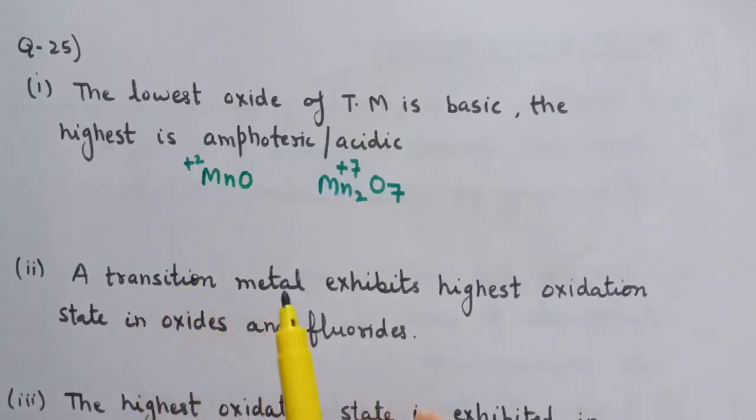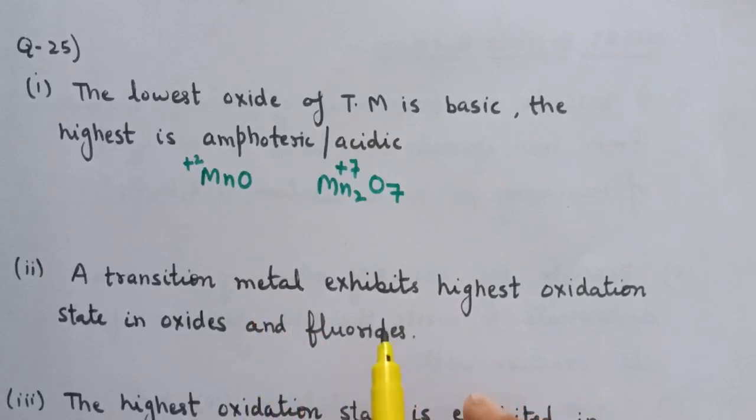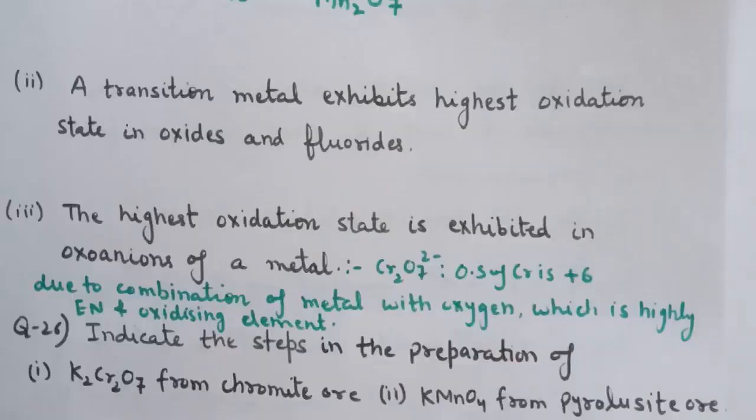Second part is, a transition metal exhibits highest oxidation state in oxides and fluorides because oxygen and fluorine have small size and high electronegativity. That is why they can oxidize a metal to its highest oxidation state and stabilize the higher oxidation state. That is why transition metals exhibit highest oxidation state in oxides and fluorides.